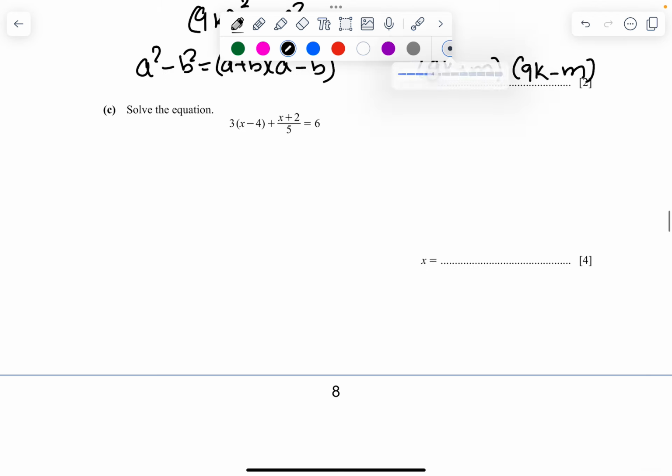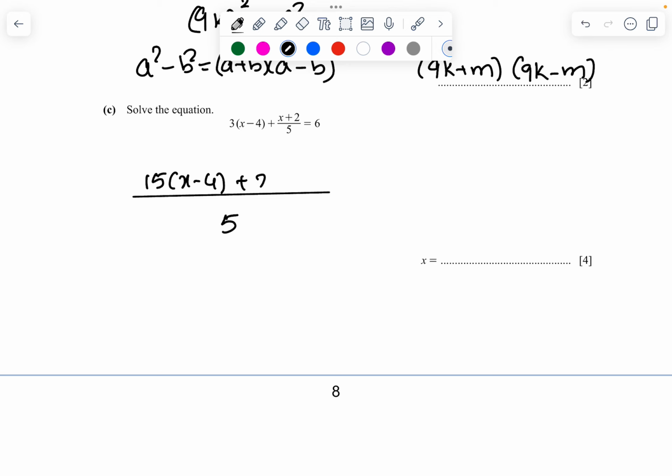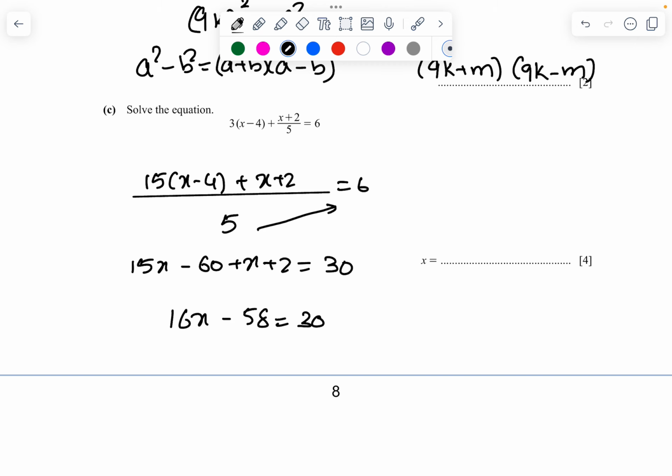Now simplify this one. Common denominator is 5. So it becomes 15 times x minus 4 plus x plus 2 should be equal to 6. So 15x minus 60 plus x plus 2 should be equal to 30. 16x minus 58 equals 30. So 16x equals 88. X equals 88 upon 16. So use a calculator to get 88 divided by 16. The answer is going to be 11 by 2, which is 5.5.